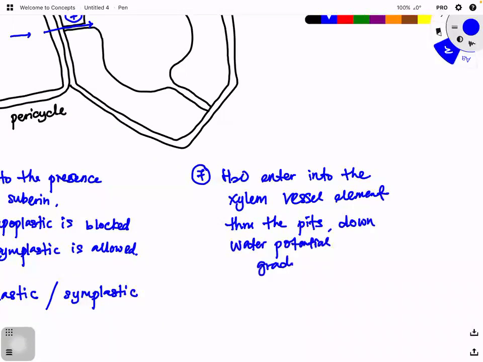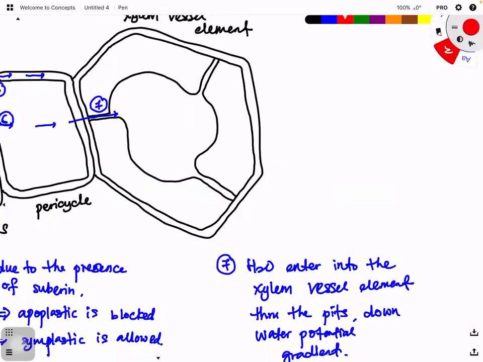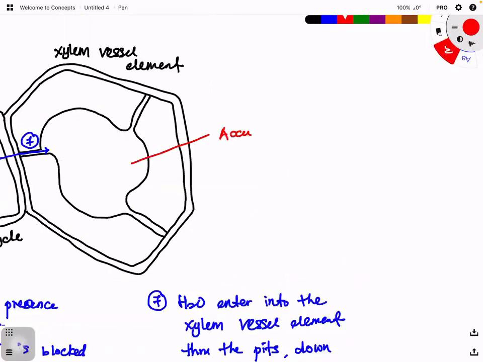Okay, so once inside here, what actually happens? Can you see that? In this part, I don't use an arrow. Due to the accumulation of water, there is an increase in the volume. When there is an increase in volume, there is an increase in the hydrostatic pressure because of the accumulation of water molecules.